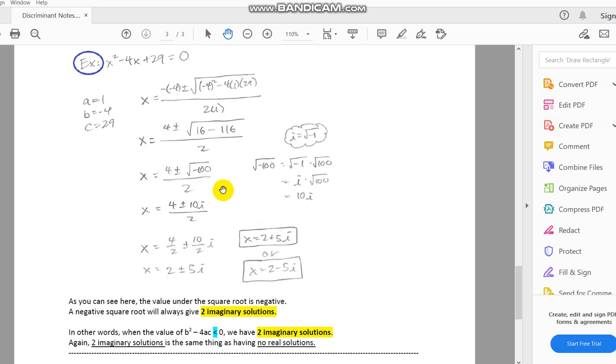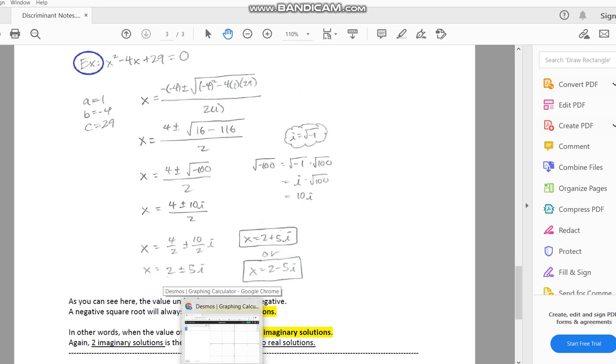So in other words, when the value of b squared minus 4ac, the value in the square root, is less than 0, we have two imaginary solutions. And like I mentioned before, two imaginary solutions is the same thing as having no real solutions. Okay, let me just go ahead and show you in Desmos what this looks like.